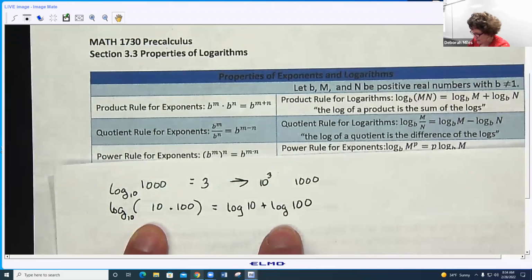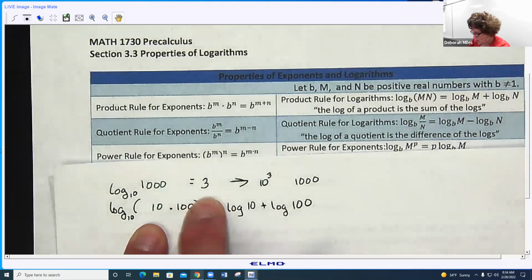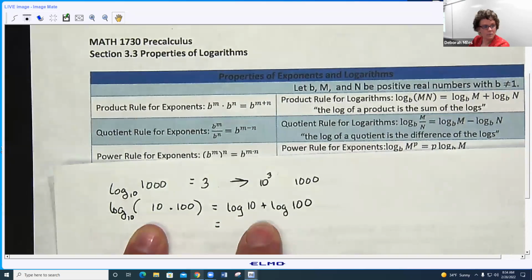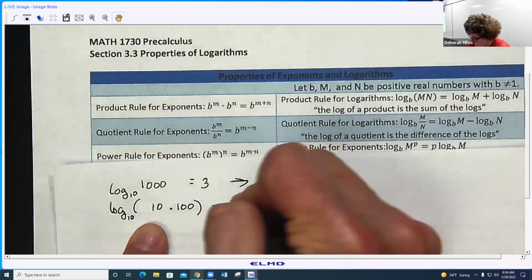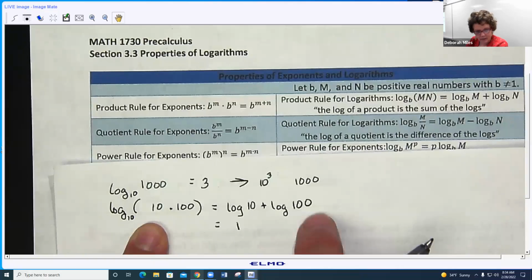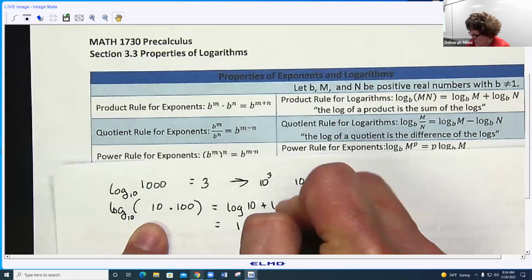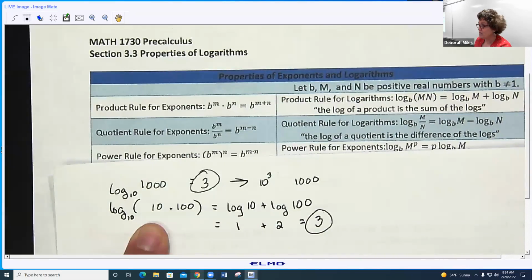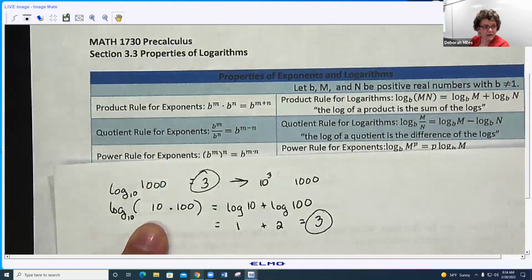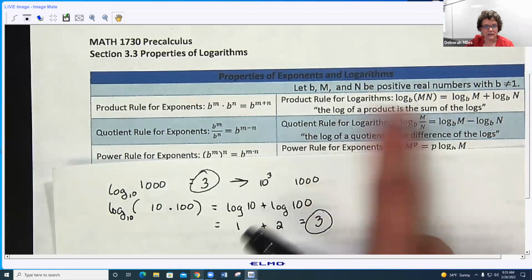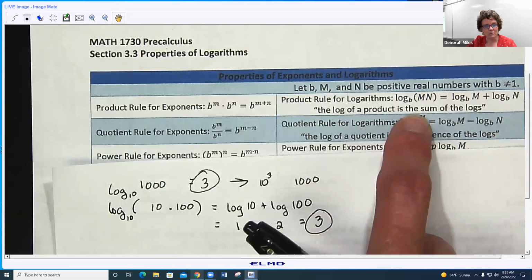Let's evaluate this and see if we get the same answer. What's log base 10 of 10? That's 1. Log base anything of itself is 1. What's log base 10 of 100? Did we get the same answer that we got doing the problem a different way? Yeah, we did. So that's just one example showing why the product rule says what it says. The log of a product is the sum of logs.